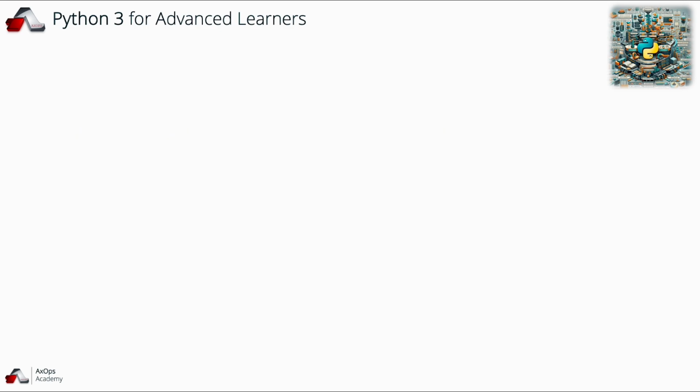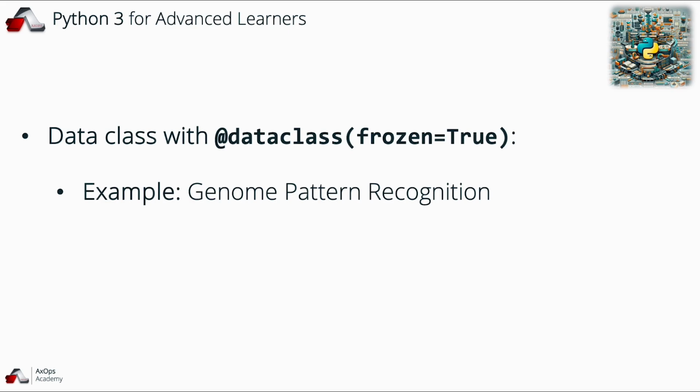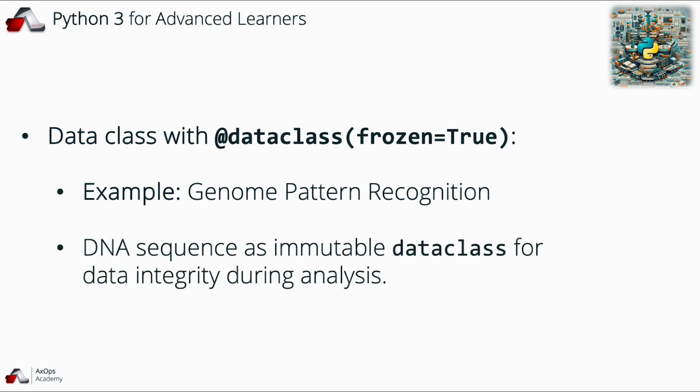For example, in genome pattern recognition, a context that we'll be following quite closely in the examples that we do further on in this course, an immutable data class could represent a DNA sequence. Once a sequence is created, it cannot be altered, ensuring data integrity throughout the analysis.